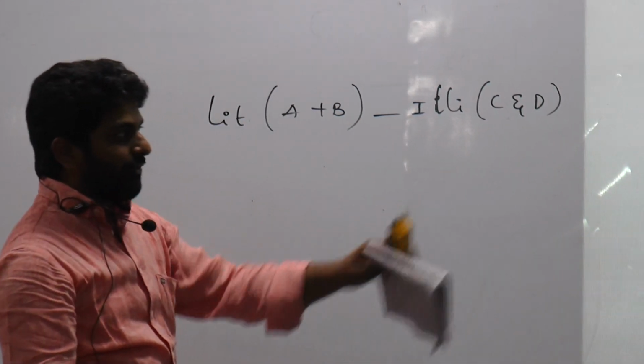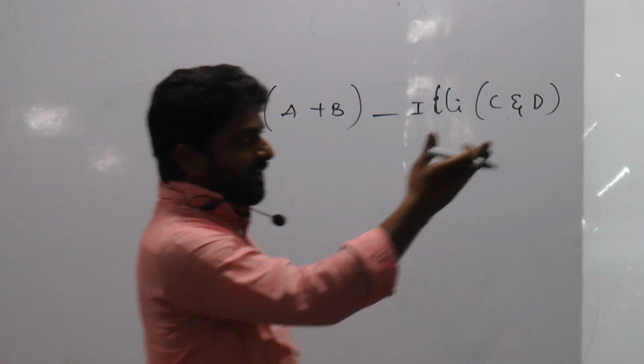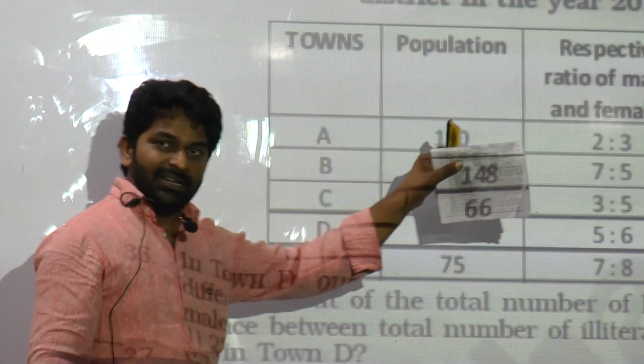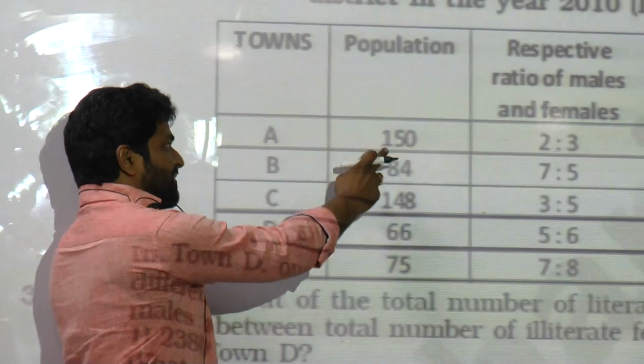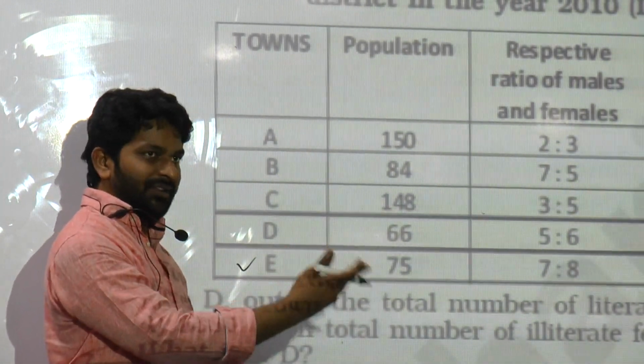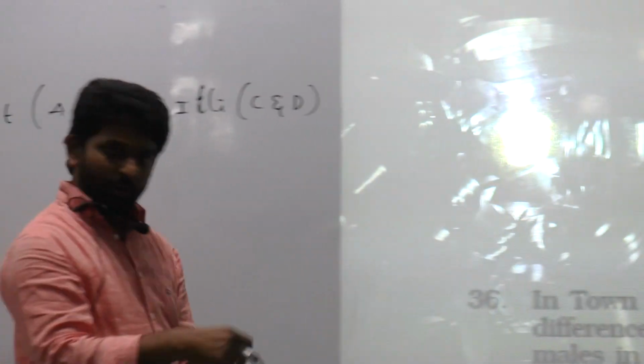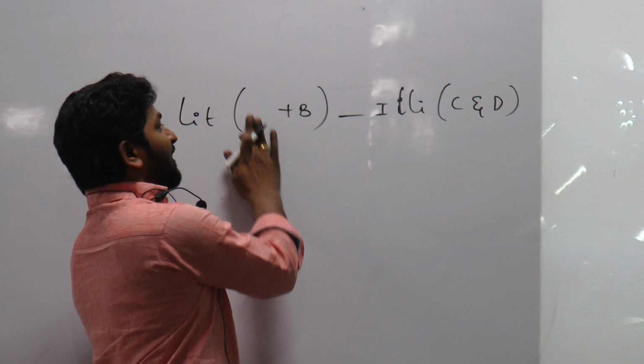We have direct information about literates. From A, what percent of total population are literates? 60. It is easy to calculate 60% of 150, right? Or you can say 150% of 60 also. 150% of 60 in the sense adding half of 60 to 60 itself. How much is that? 90.